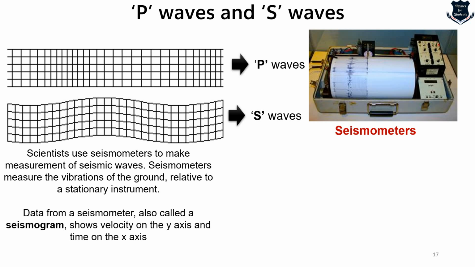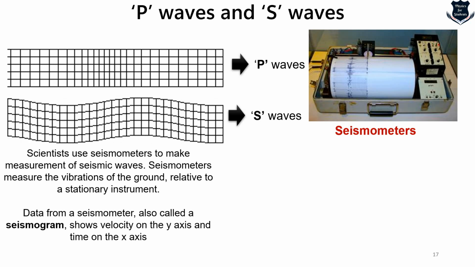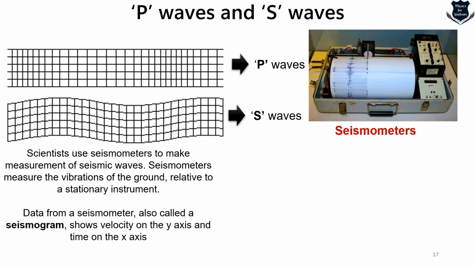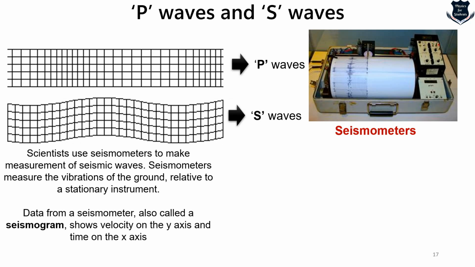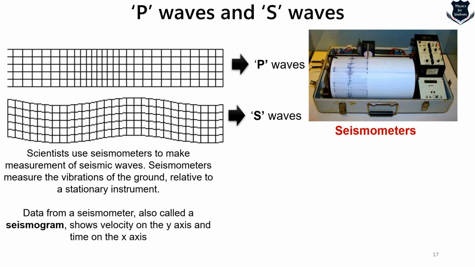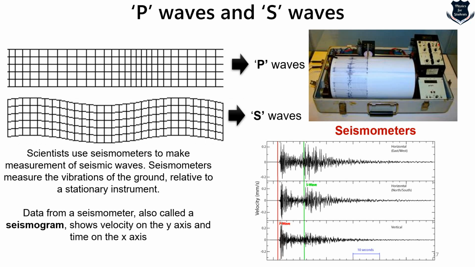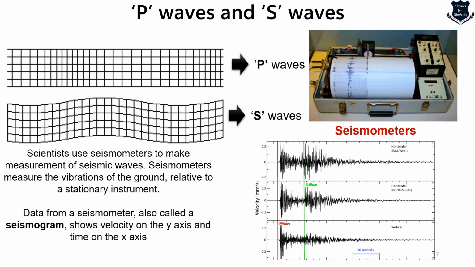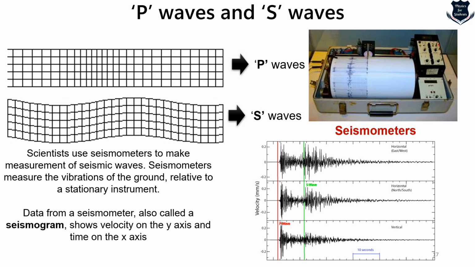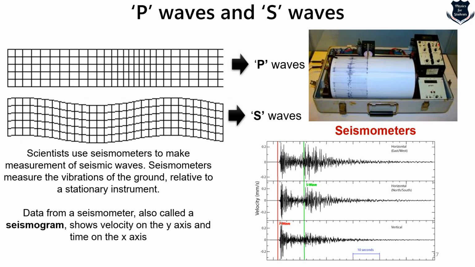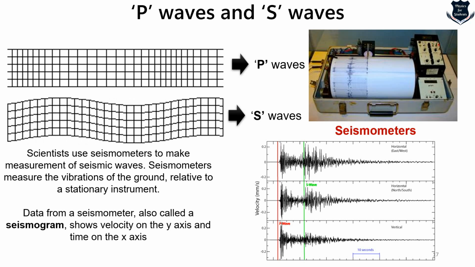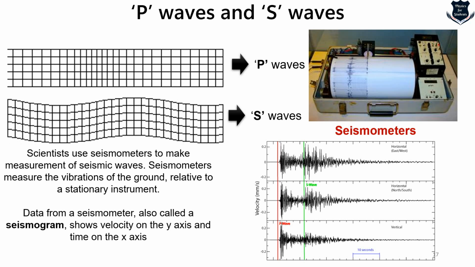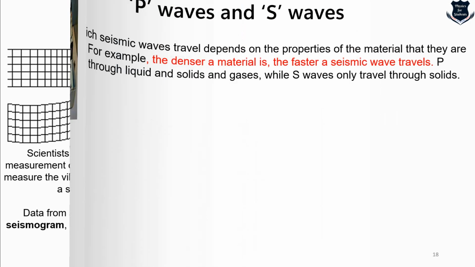So here is a seismometer, and scientists use seismometers to make measurements of seismic waves. Seismometers actually measure the vibration of the ground relative to the instrument, and data from a seismometer, also called a seismogram, shows the movement along the x and y axis. Here is a nice schematic diagram, and here you can see the P wave, written in red, is first denoted in seismometers, and then comes the S wave, in green. It's a nice diagram to help you understand.